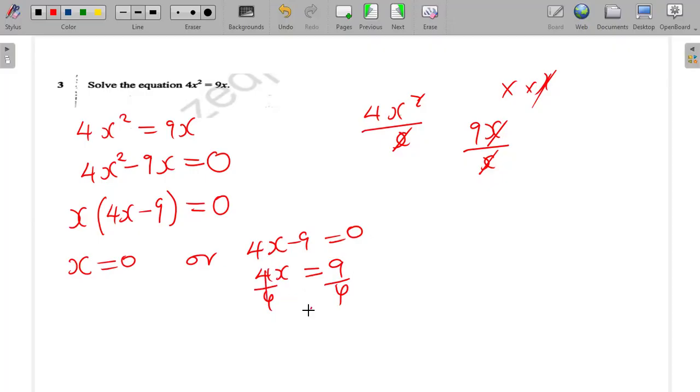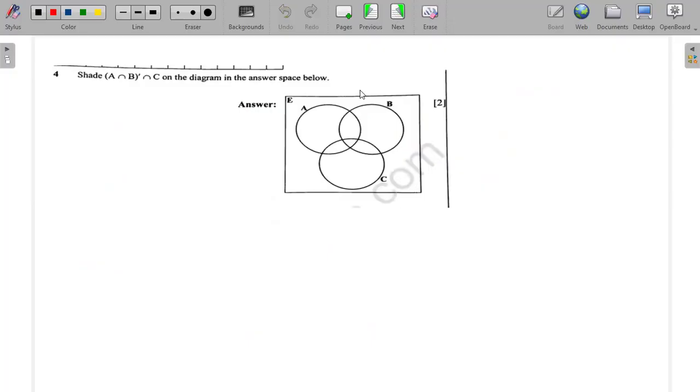So I'm going to have x to be equal to 9 over 4. So my values of x are 0 or 9 over 4. That's how you solve such a question. Yeah. So we move to the next one.